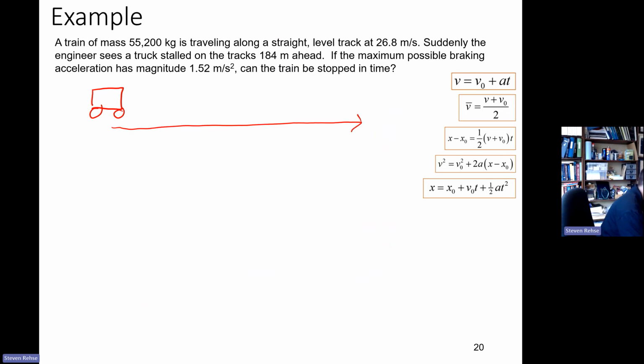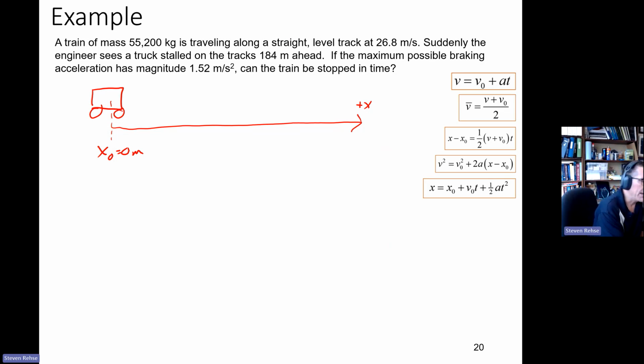The important thing is I'm going to call this the plus x direction. Remember, one of the things I said you had to do was draw an axis and indicate the positive direction. I'm going to indicate to the right is the positive direction, and I'm going to say that it's starting off at 0. So let's say that x naught equals 0 meters.